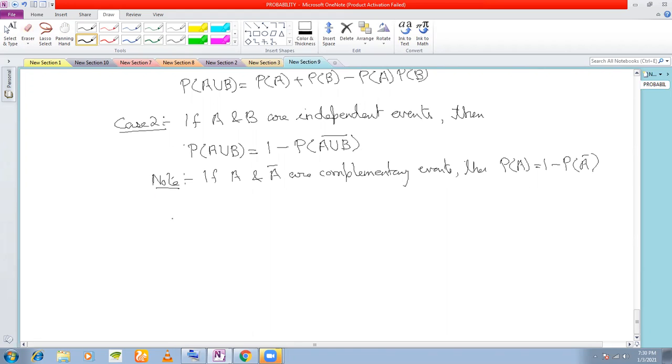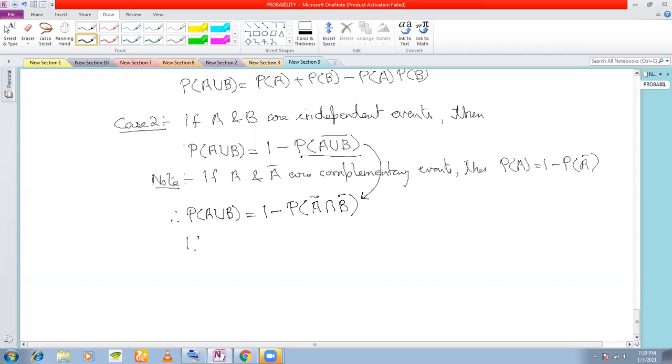Now what happens? So therefore, we have written P(A union B) is equal to 1 minus P from De Morgan's law. Can I write it in this manner? A complement intersection B complement. Just check from De Morgan's law if we can write this part. Can I write it this way? Yes, we can write.